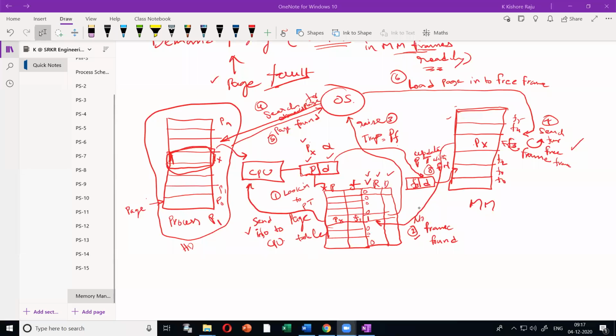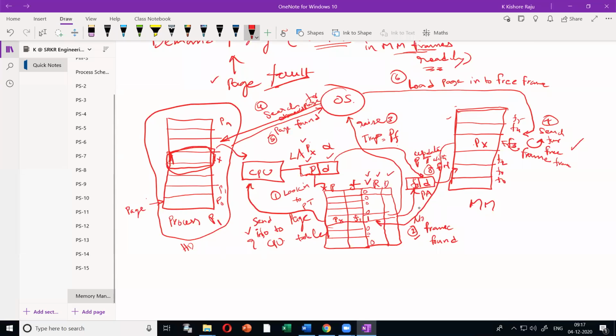Is it clear? Then what is the 9th step? The 9th step is, once the page table is updated, immediately that information is sent to the CPU. Then again the CPU will request the same page. Now it will return the frame number, and the logical address is converted into a physical address. Is it clear? So this is how the page fault is handled.